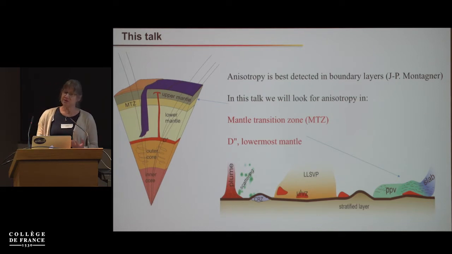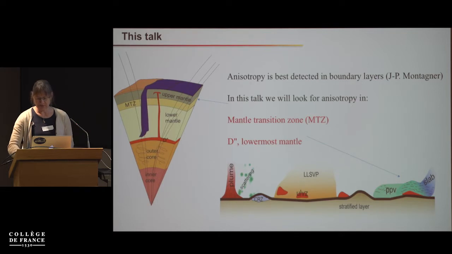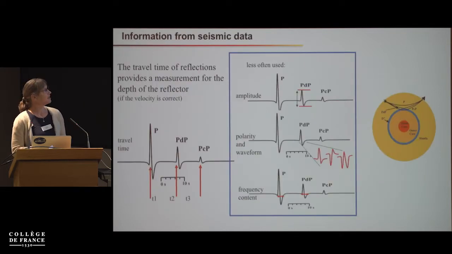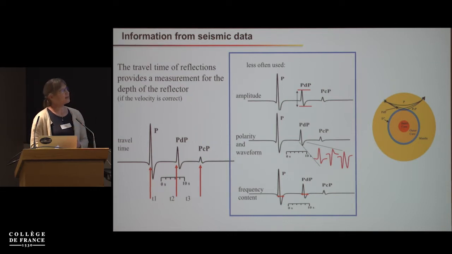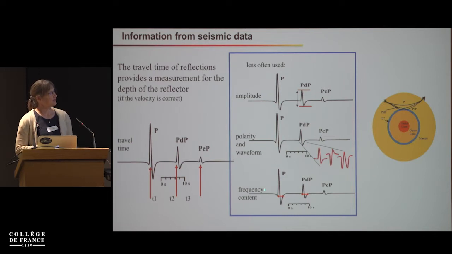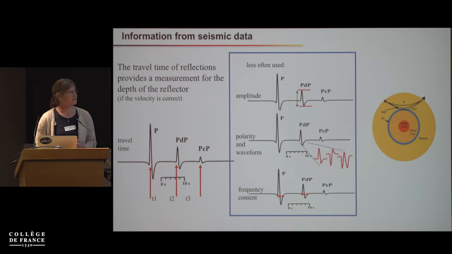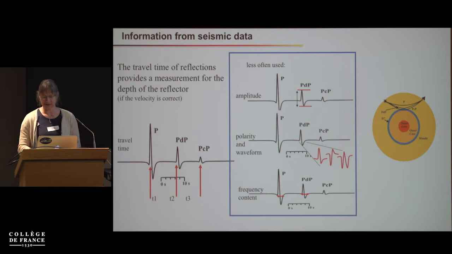The way we use seismic data, or the information that we can extract from seismic data, is mostly by travel times. So we look at relative travel times between different seismic waves. For example, here's the reflection of D double prime. And then we look at travel times between P, PDP, and PCP. What is less often used, but is becoming more popular now, is things like amplitude, polarity, and waveform, and the frequency content. And in this talk, I will actually talk much more about polarity. Amplitude is very, very difficult. And waveforms are very interesting, but here it's mostly polarity that we're looking at.